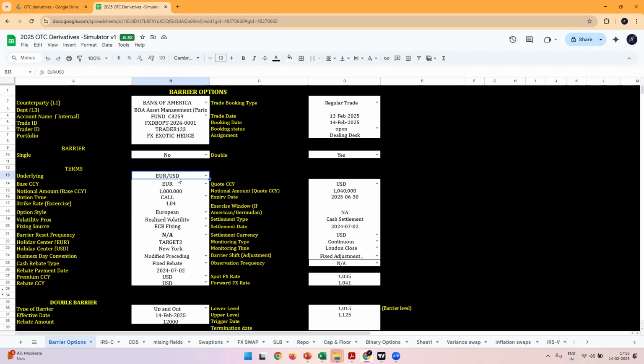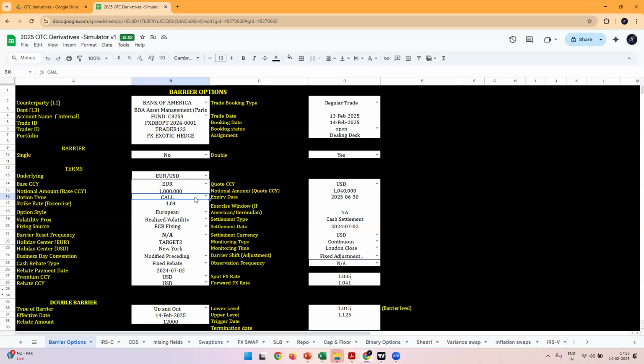So the underlying asset is Euro USD. Now the base currency is Euro. The notional amount means the hedge fund is entering a contract saying that they want to take 1 million euro and they're willing to pay 1,040,000 USD. If you're taking the base currency, you have to pay the quote currency. If time permits, we will do a recording on how the Forex market works and the terminologies, but you need to have a clear understanding of base currency and quote currency.